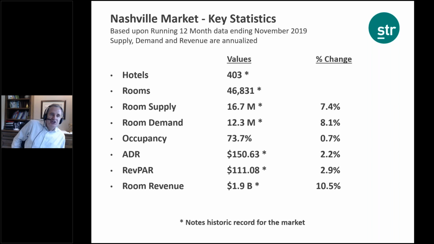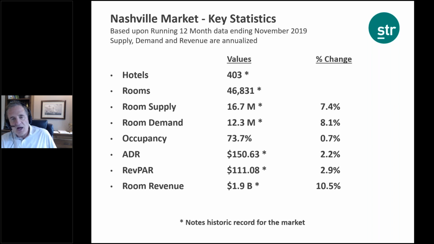So here's the slide. Now, this is the one you're going to copy and paste to show current key statistics. We note the description there. This is based upon running 12-month data ending November 2019, or current month, whatever it is. And then note, it says supply, demand, and revenue are annualized because this is running 12-month data. So let's look at what we're showing. We're showing the number of hotels, that's 403. Now notice the asterisk, that is a record for this market. There have never been more hotels for this market than right now. The number of rooms, 46,000, that is also a record.